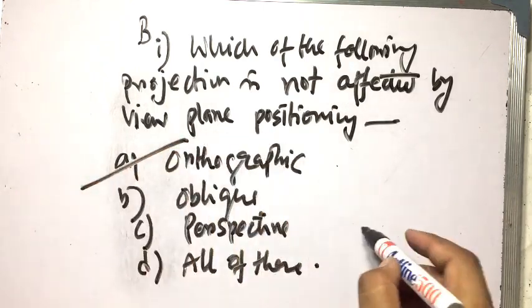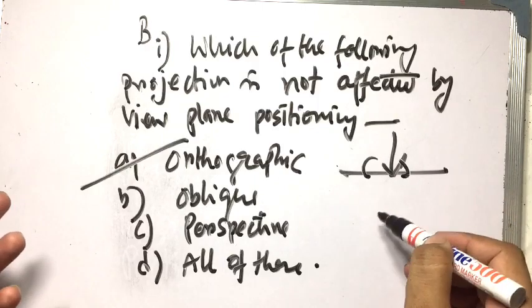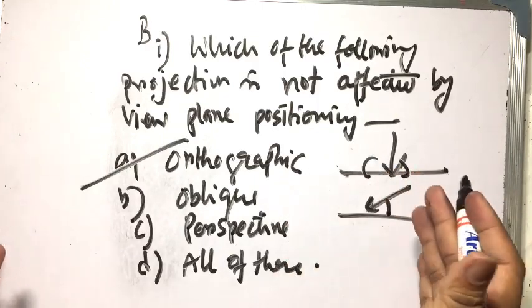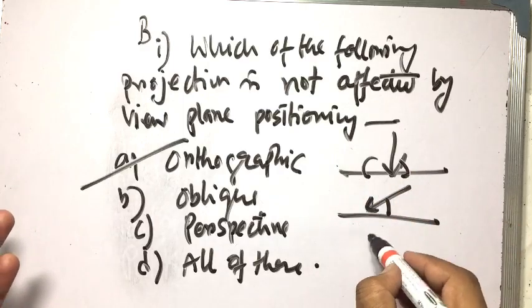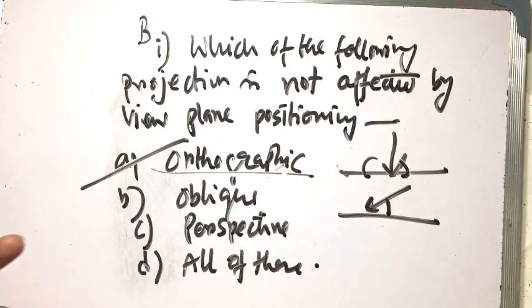Orthographic projection is 90 degree, parallel lines are 90 degree. In oblique this is less than 90 degree or greater than 90 degree, perspective is moved towards the point. So the answer is orthographic.